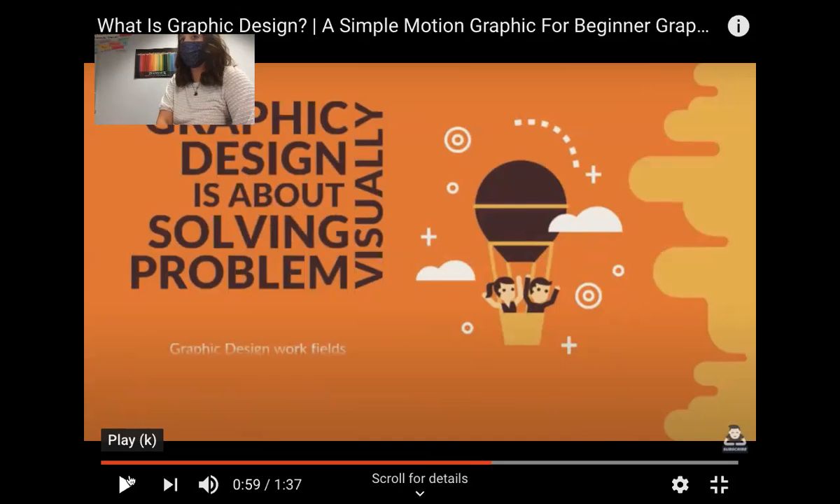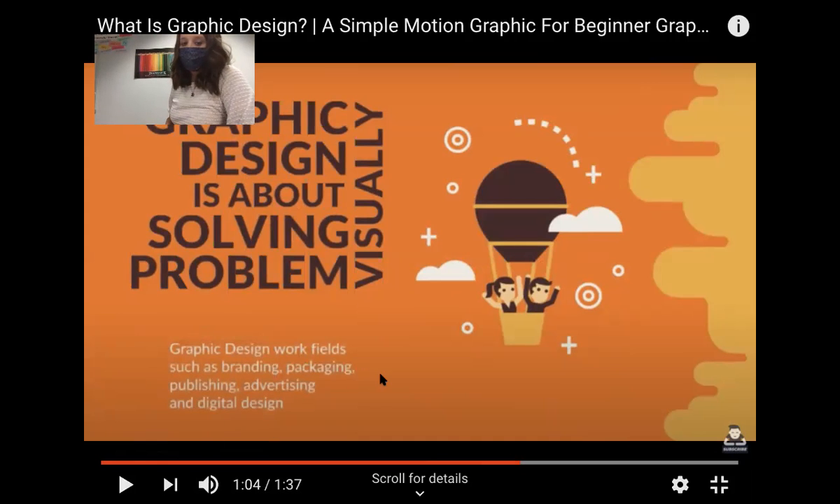It's a giant problem. So a client calls you up and says they want a t-shirt. All right, that's the problem. They want a t-shirt. Because now it's, what do you want on it? What do you want it to look like? What colors? What font? What's the concept? What's the message? And so it's always solving one giant problem visually.